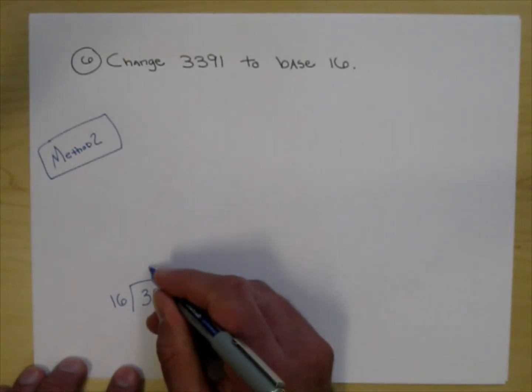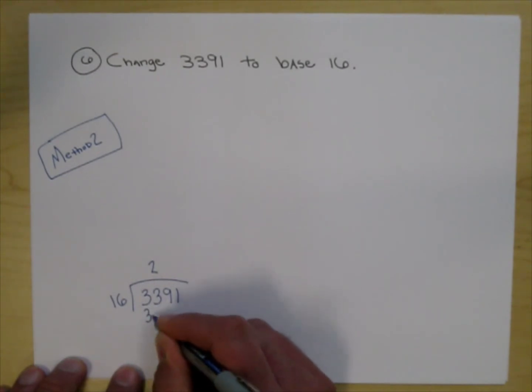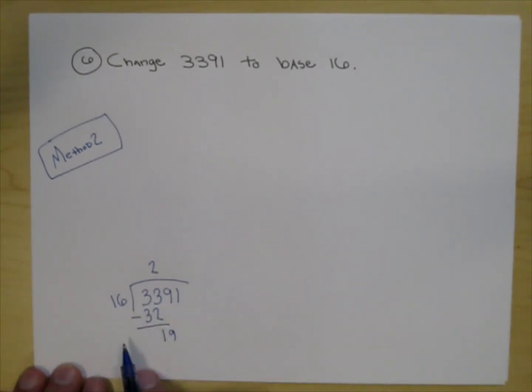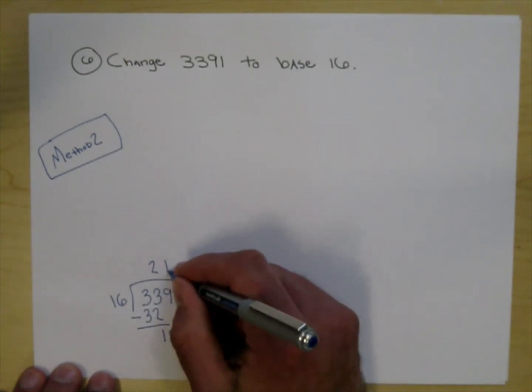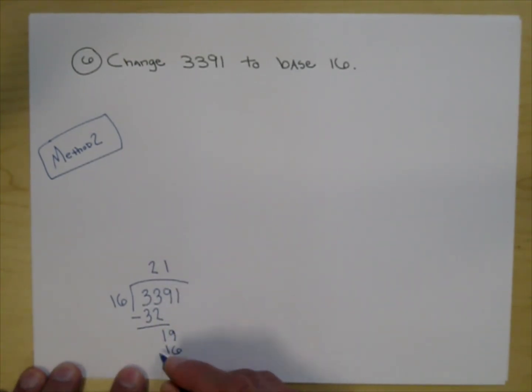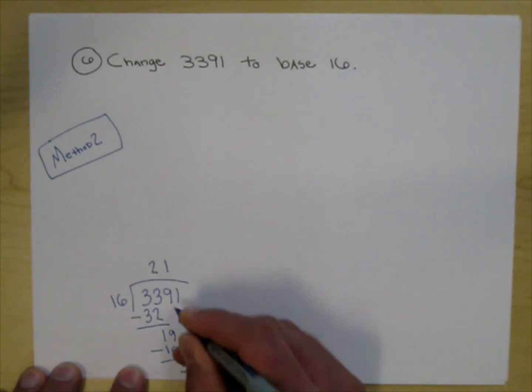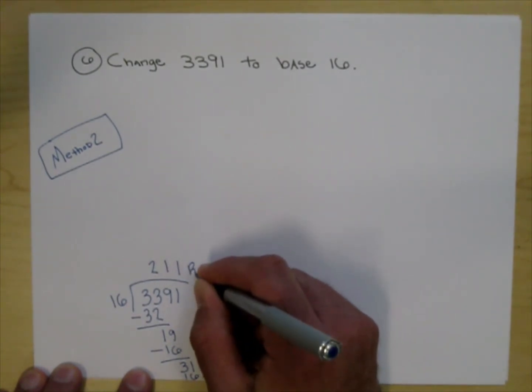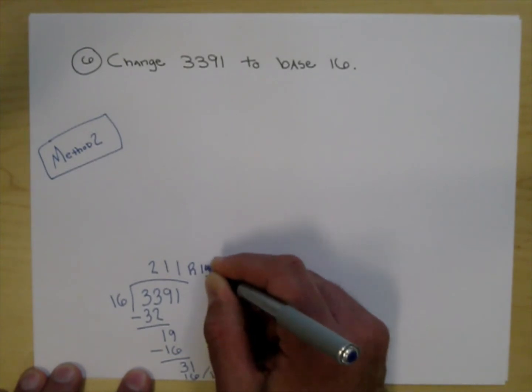Yes, it does, 2 times. 2 times 16 is 32. Subtract. We get a 1. Bring down the 9. 16 goes into 19. 1 times 16 is 16. Subtract. We get a 3. Bring down the 1. 16 goes into 31. Almost 2 times, but it's just going to be 1 time. 1 times 16 is 16. Subtract. Your remainder is 15. So I have 211, remainder 15.